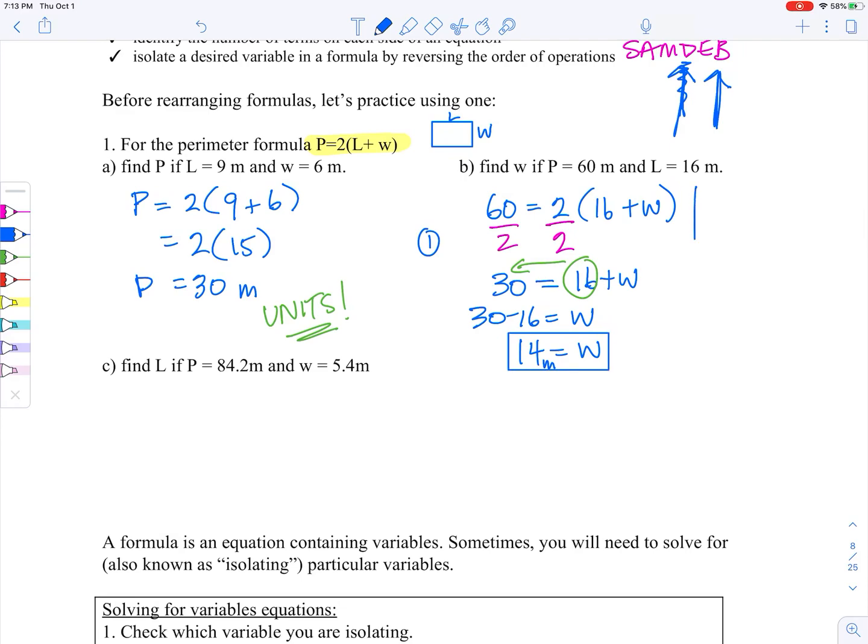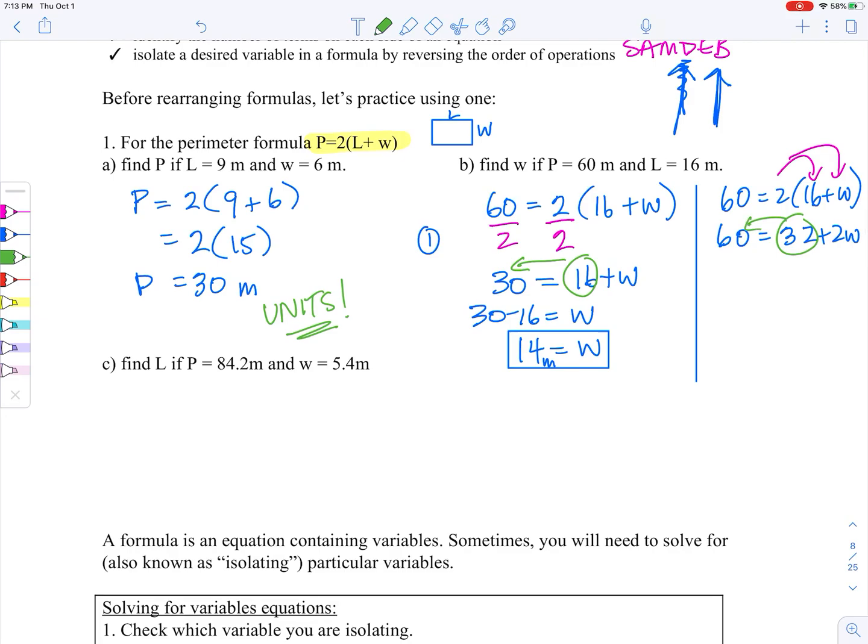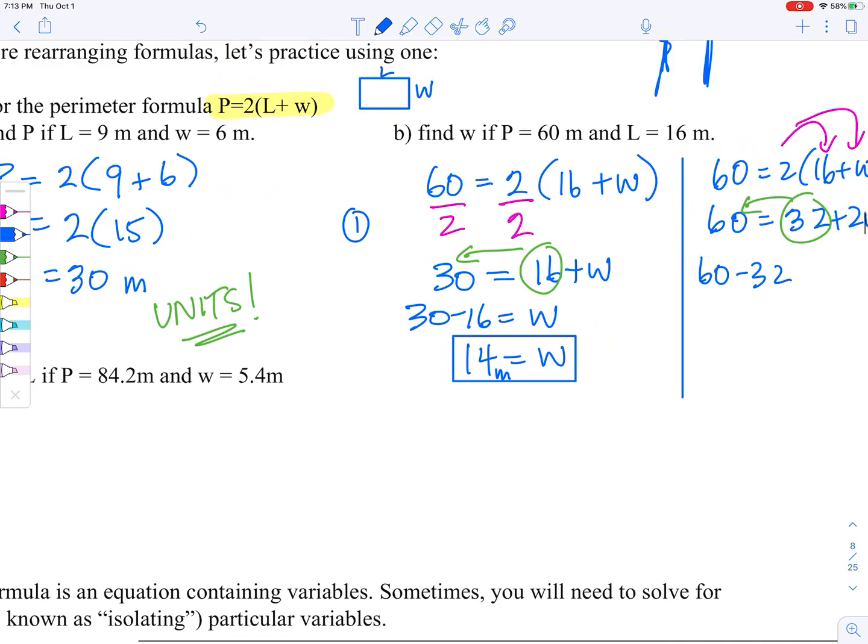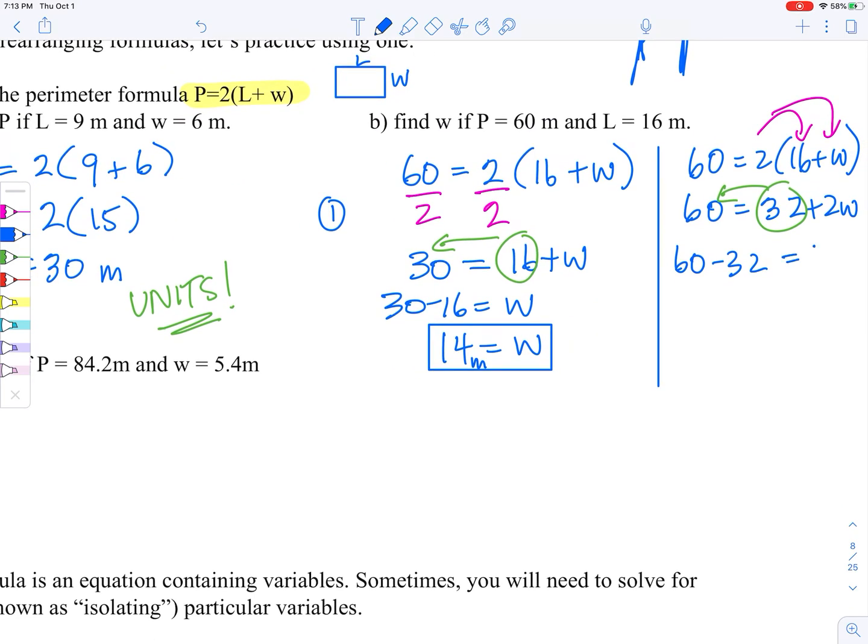The other way of doing it would be if you have 60 equals 2 times the quantity 16 plus W, we can distribute. We can distribute the 2 onto the brackets, and we would get 60 equals 32 plus 2W. Bring the 32 over to the other side, so 60 minus 32. I'm going to zoom in on this. I should have done that earlier. 60 minus 32 equals 2W. So that gives me 28 equals 2W.